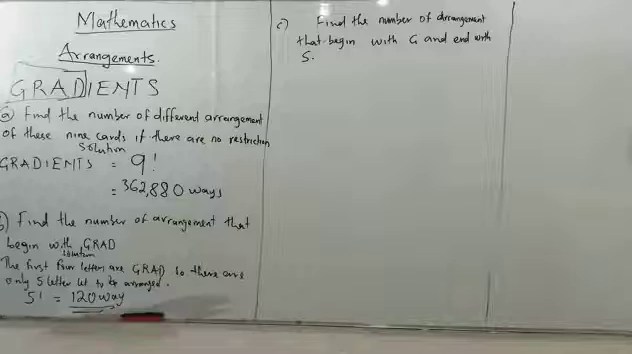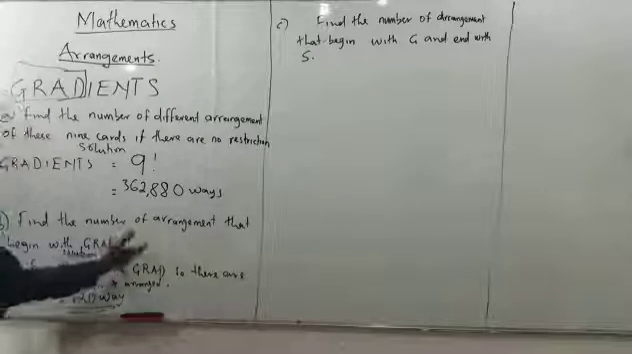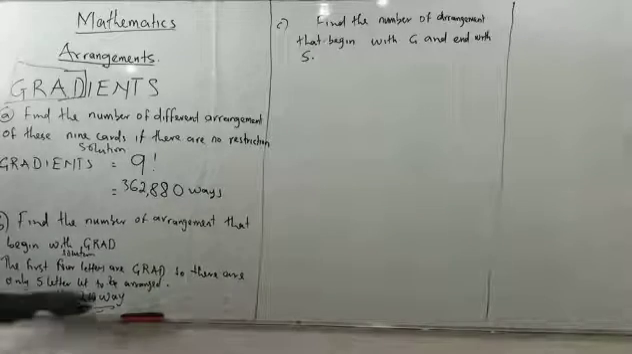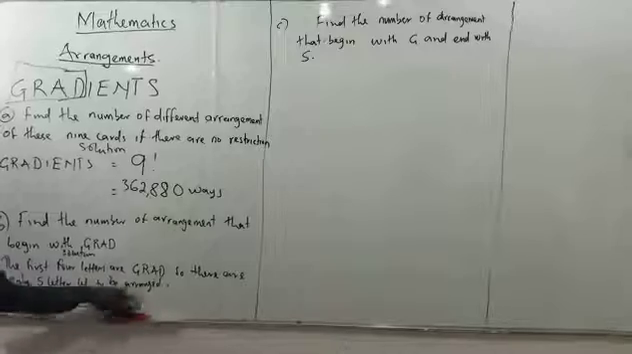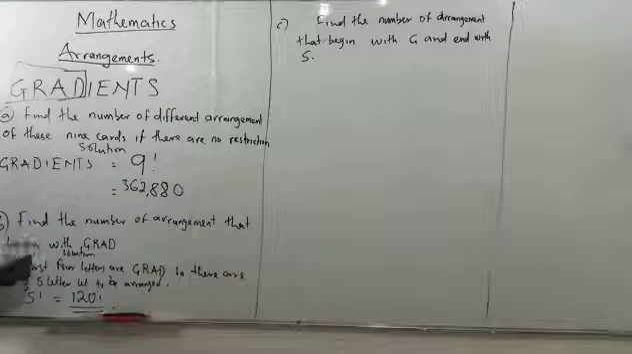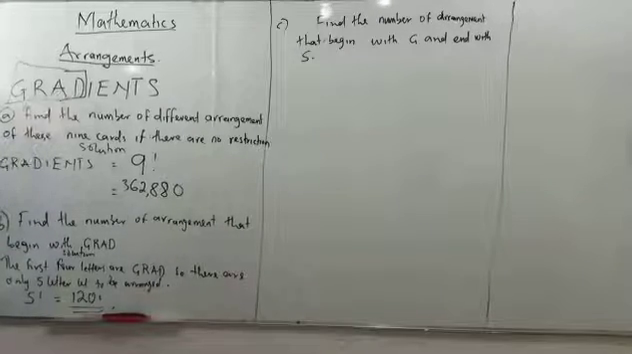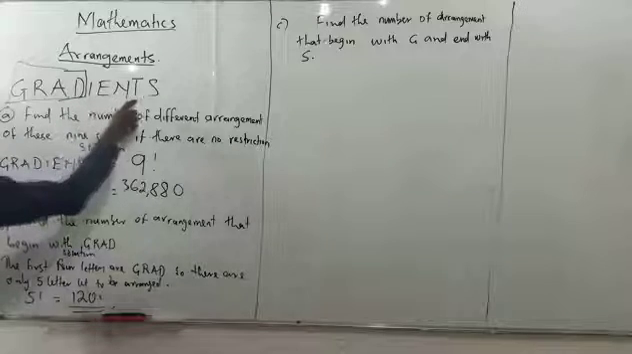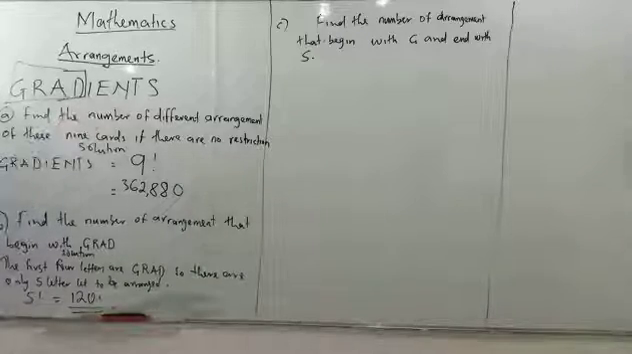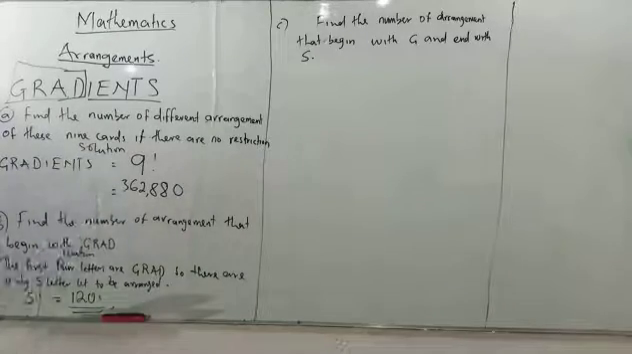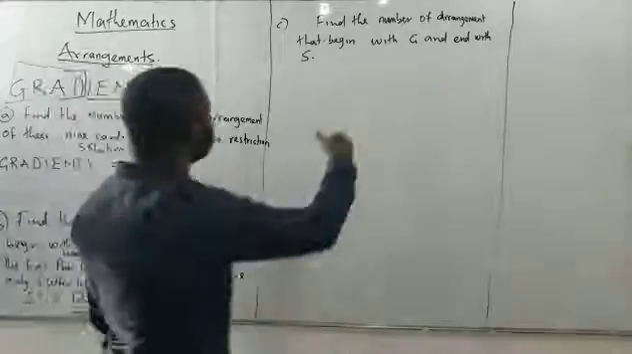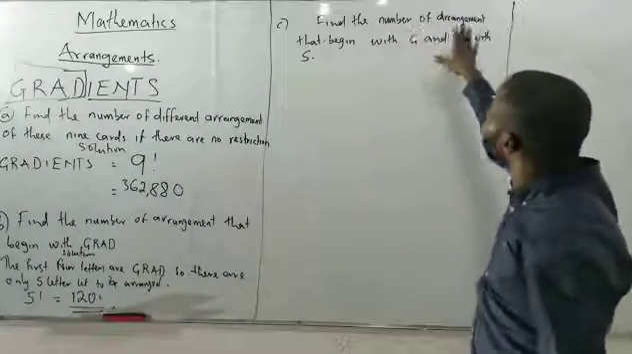Because find the number of arrangements that begin with this. Now, let me leave this way. Can you see this? What I will just need to do, I will take this one away, and the remaining letters will be 1, 2, 3, 4, 5. Now, 5 letters. It means I'm playing with this remaining one, and it will be 5 factorial. That is all.